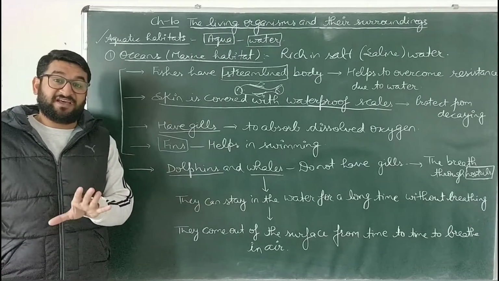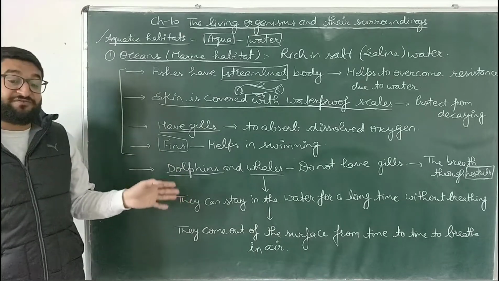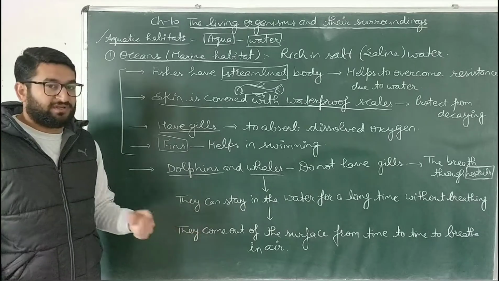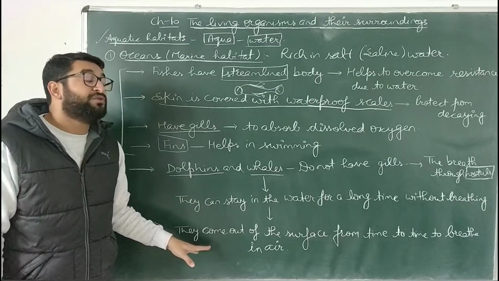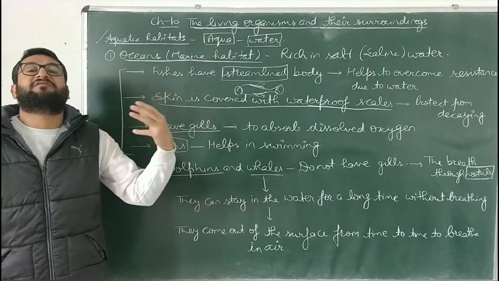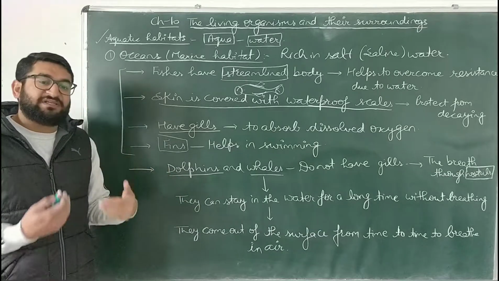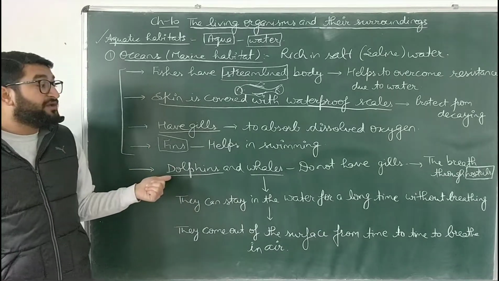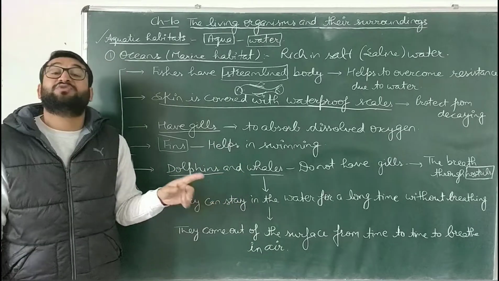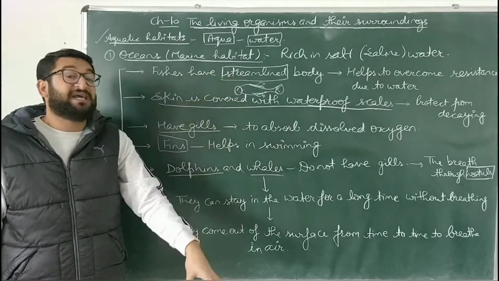They can survive there, and they used to come outside the water after a time and again to take the atmospheric oxygen through their nostrils. So to breathe, they usually come out after a fixed interval of time. So that's how dolphins and whales respire, breathe through their nostrils, which are present near their head region. And they do not take dissolved oxygen of water. They do not breathe when they are present inside the water.